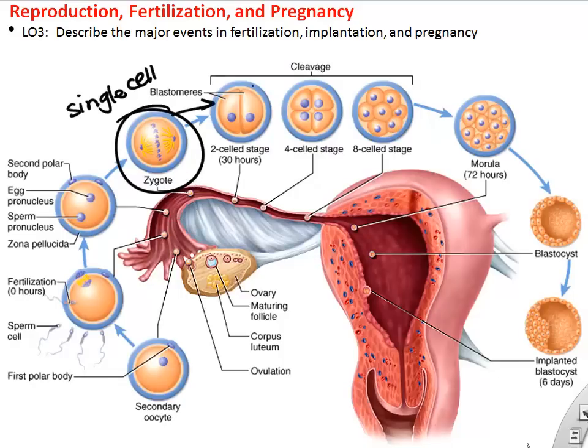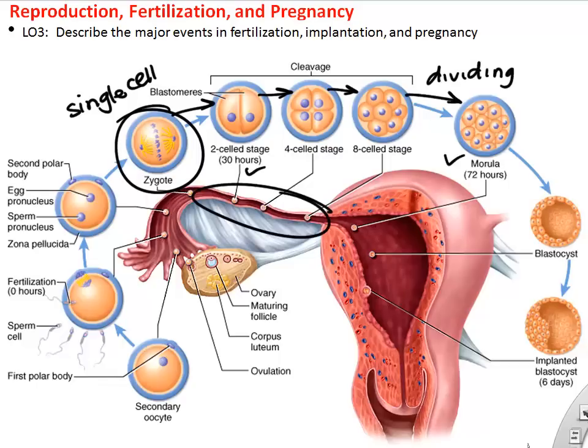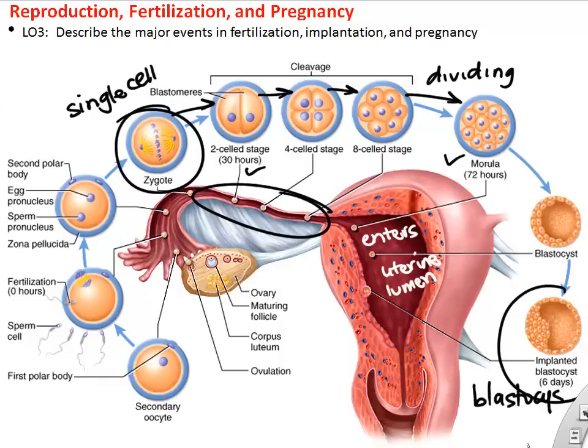window of ovulation. So again, we have our single cell that was created, the zygote. Eventually, those cells begin dividing and dividing and dividing as they travel through the fallopian tubes and into the uterine lumen. And then finally, we have a structure called the blastocyst. If you want to think of the blastocyst, just think of it like a ball of cells.